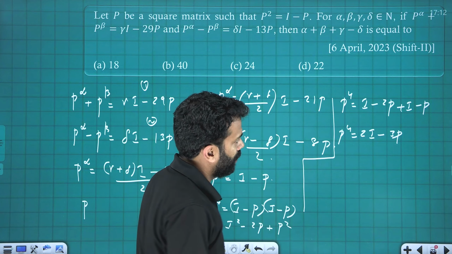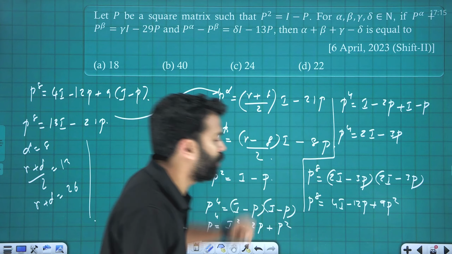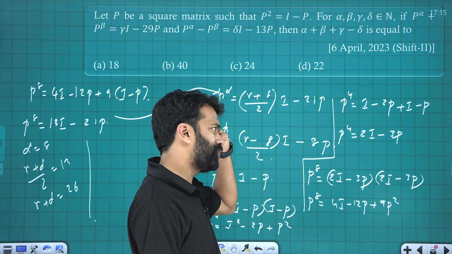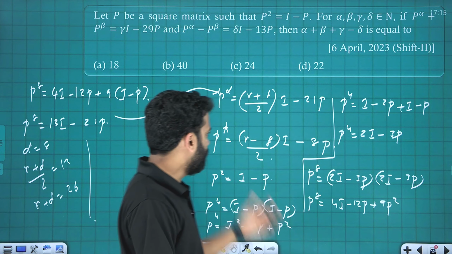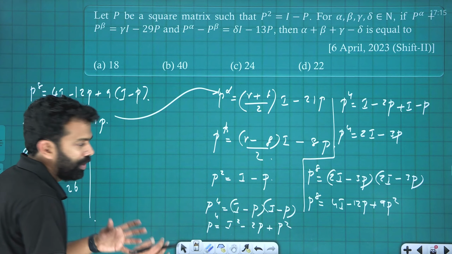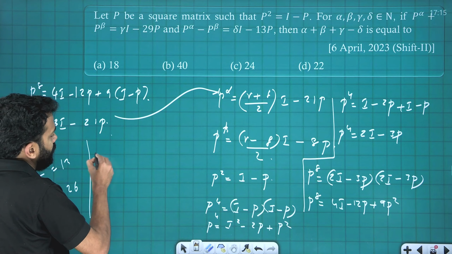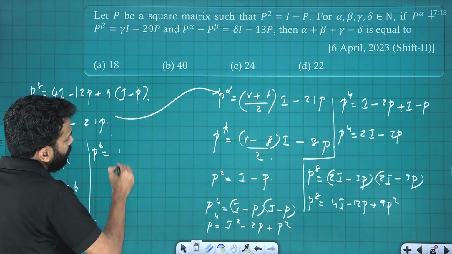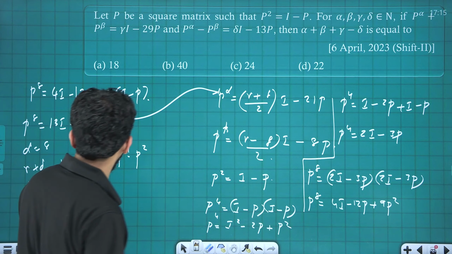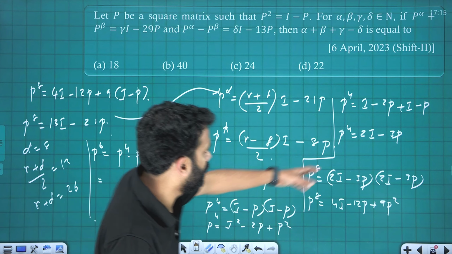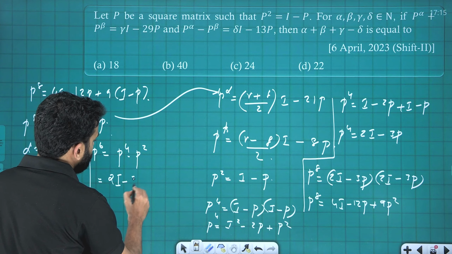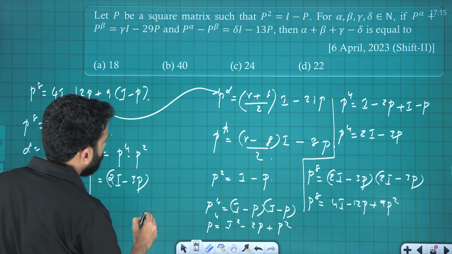Okay, so by logic we know that for the coefficient to be minus 8, it should lie between p raised to 4 and p raised to 8, right? Okay, let's take p raised to 5 or p raised to 6. I'm taking p raised to 6 here, the mid value. So p raised to 6 is p raised to 4 into p square. What is p raised to 4? Yeah, 2i minus 3p. 2i minus 3p, and what is p square?